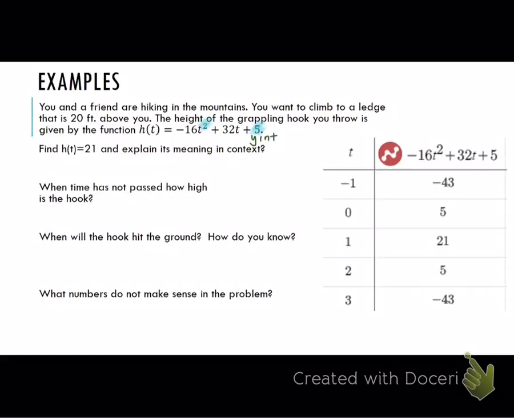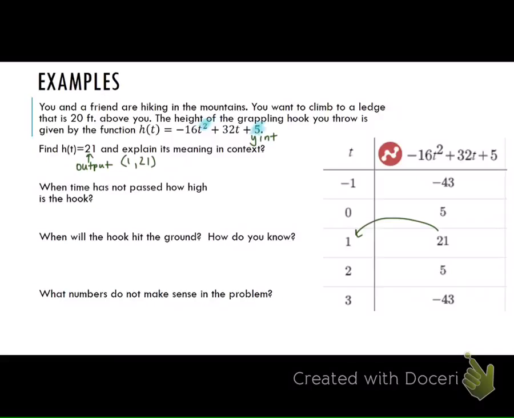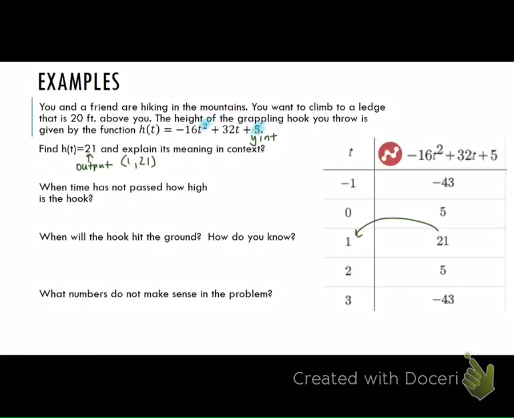Is that the input or the output, Jana? It's the output, so when our output is 21, what is our input? 1. So what does that mean, Jana, in context? What does 1 comma 21 mean in context? So remember, t is time in seconds, and this is the height in feet. So you've got to be careful. At 1 second, the grappling hook is 21 feet.